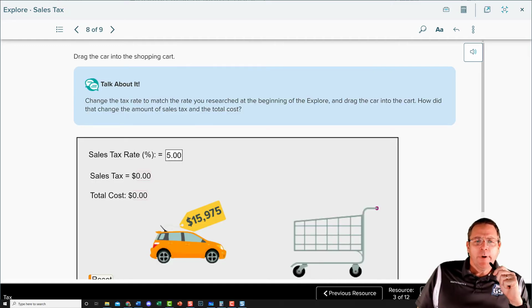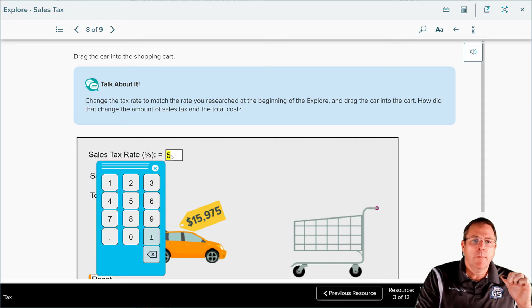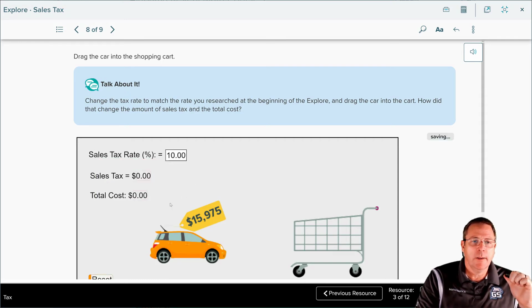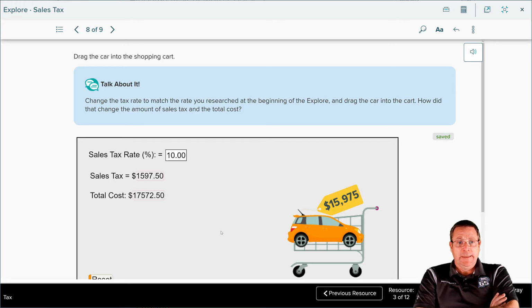But what's going to happen if we change our tax rate to the tax rate that we looked at here? Well, that would end up being 10%. So if we were to buy our new car at 10% sales tax, that would mean now all of a sudden we'd have $1,600 in tax, and that would leave $17,572 for the final price.